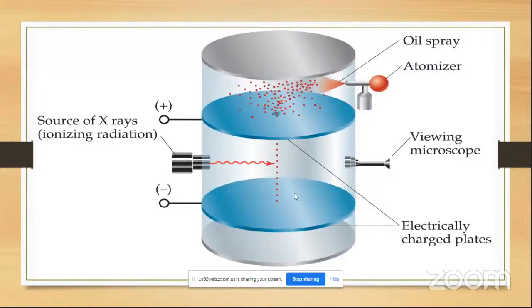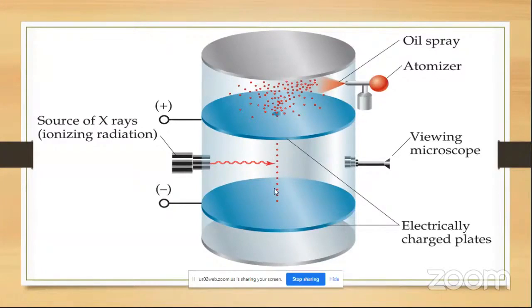Inside this container, there are the two plates. The top plate is connected to the positive terminal. The top plate has a small hole. This hole allows a drop to enter this region between these two plates, and the X-ray comes from here, which ionizes the gas present between these two plates.